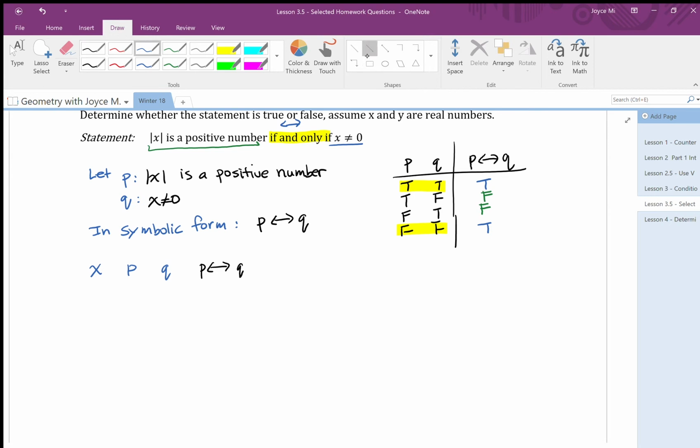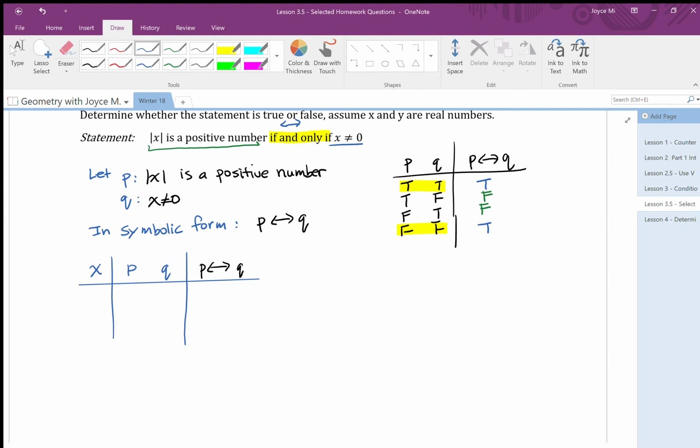Let me draw my rows and columns. I don't need a lot of numbers, just a few to give you an idea what it means. This says that for any real number x, I can pick any x, and I want to know whether this statement is true or not. Recall in lesson 1 we said that to show something is false, I need to find one counterexample. Otherwise, if there is none, it could be true.